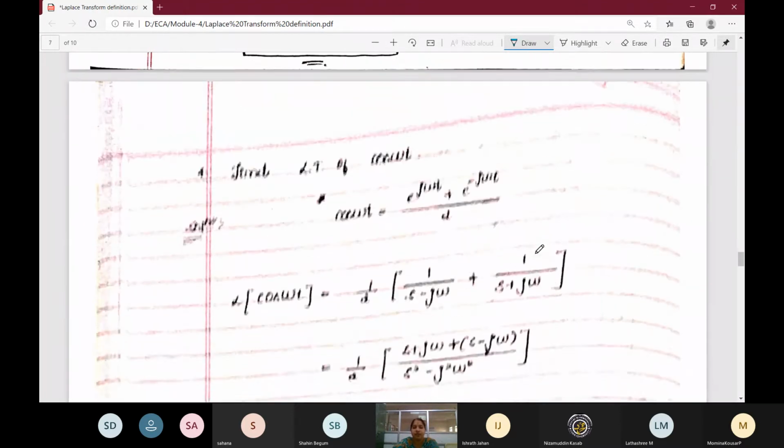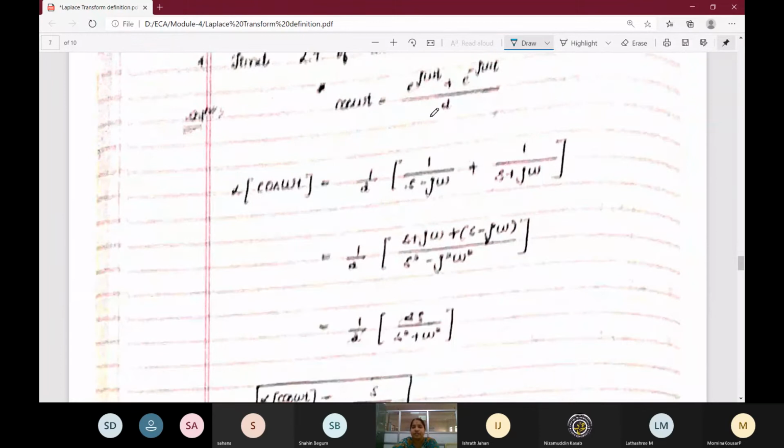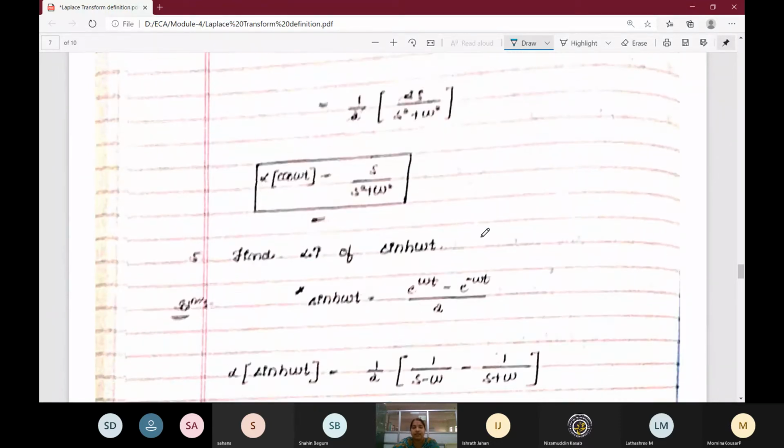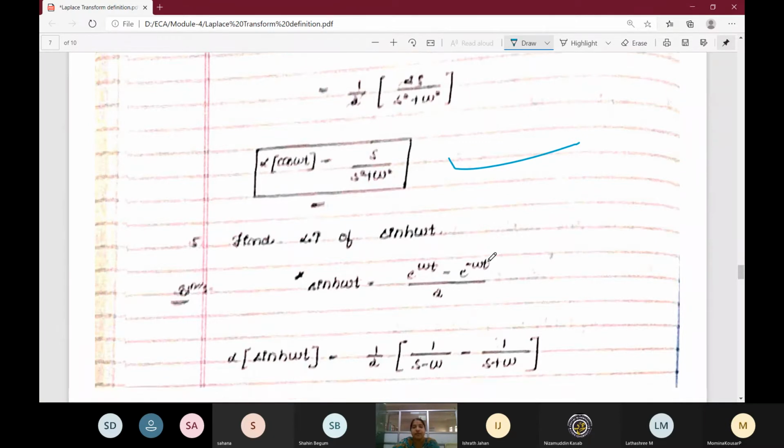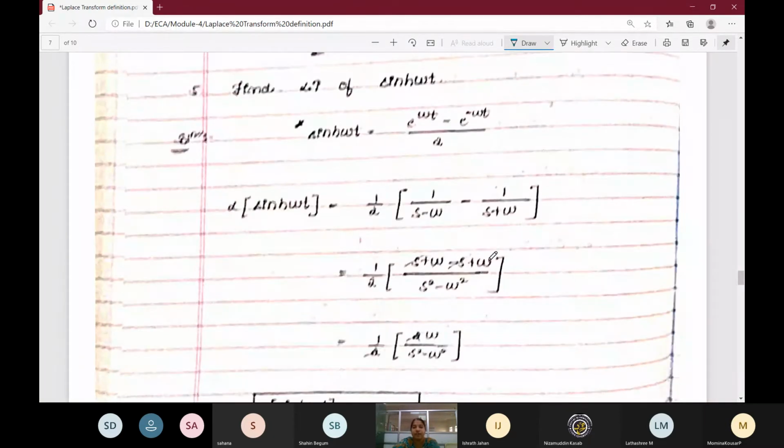Similarly, you can find out for cos omega t. The only difference is it is not divided by 2j, it is divided by 2. So it is 1 divided by s minus j omega, plus 1 divided by s plus j omega. Take the LCM, it will get cancelled. So for cos omega t, it is s divided by s square plus omega square. So we have completed the constant function, then e power minus at, then sine and cos. Next we'll move on with the hyperbolic function.